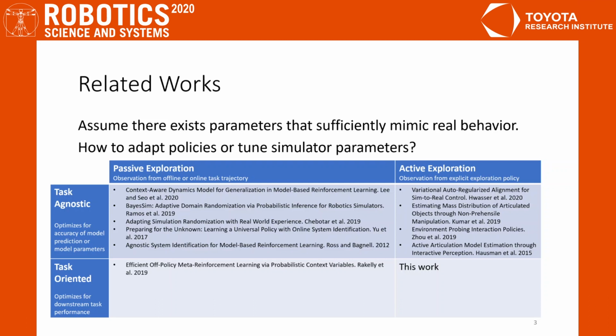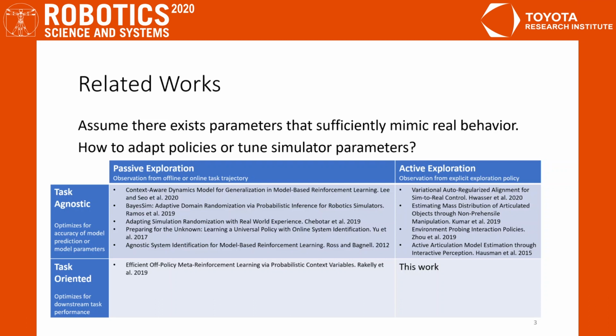There are two axes that we can use to compare existing algorithms. One is whether the exploration is done passively or actively, and the other is whether the goal is task-agnostic or task-oriented. For passive exploration, the trajectories that we use to tune the simulator come from offline or online task execution. In the case of active exploration, the observations come from a separate exploration policy that's explicitly generating informative observations that we use to tune our simulator.